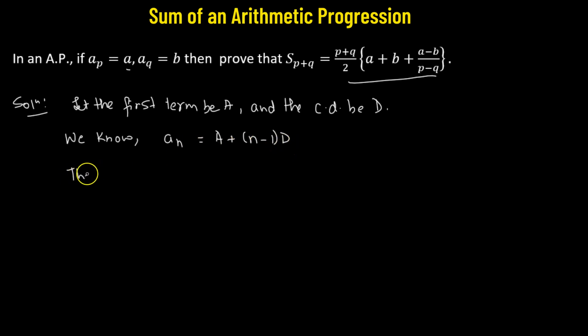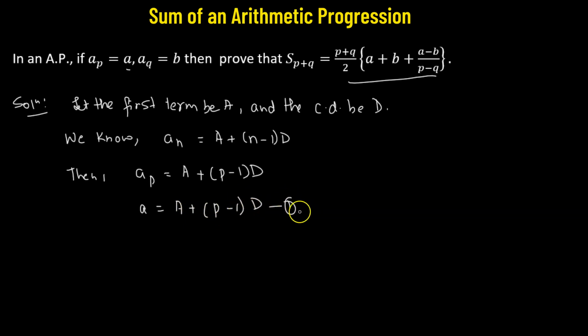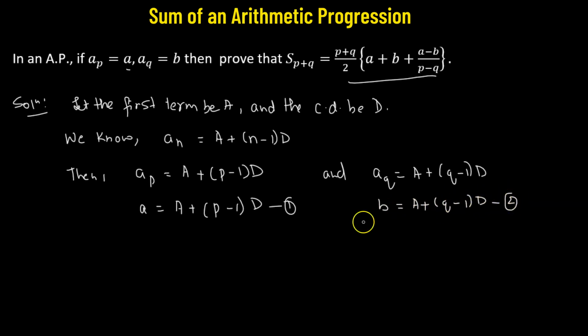Then this would mean that the pth term will be equal to A plus p minus 1 times the common difference D. Here it's given that the pth term is a, so we have a equals A plus p minus 1 times D. Let's label this as equation number 1. And we have the qth term, which is A plus q minus 1 times D. Here it's given that the qth term is b, so b equals A plus q minus 1 times D. Let this be equation number 2.